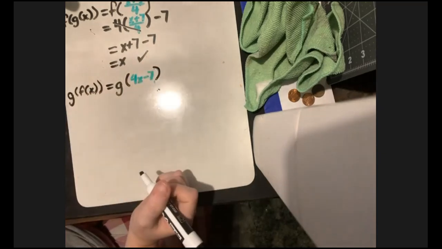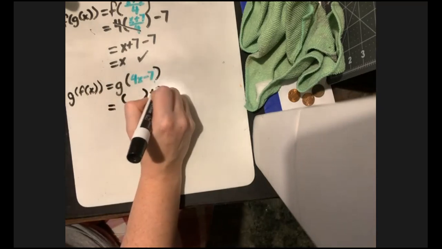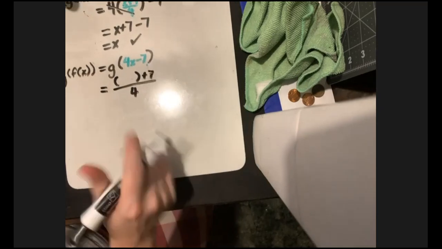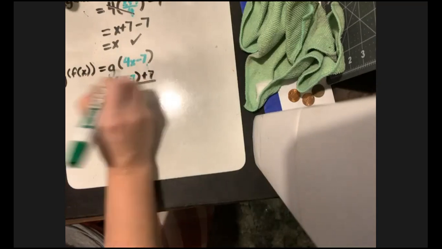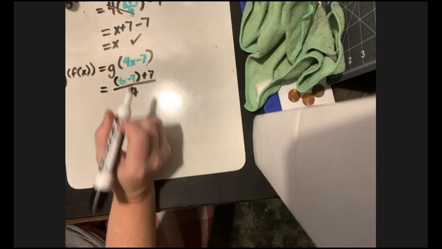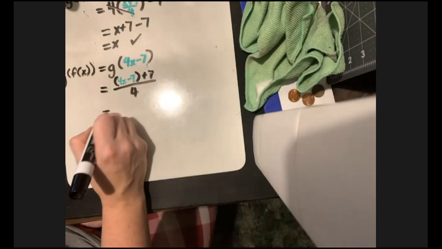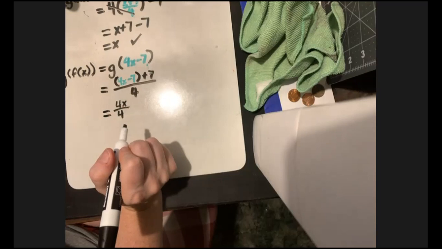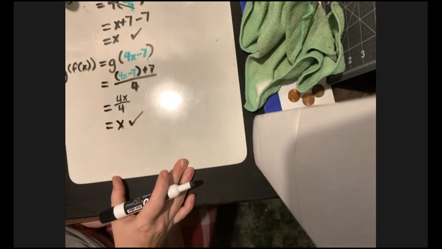So this is going to be 4x minus 7. Now, the set of parentheses here was just a grouping symbol to help me know where to put this. I do have a minus 7 and a plus 7. So now I'm going to have 4x over 4. That is going to give me x. That's what I want to have happen. This now says that they're inverses.